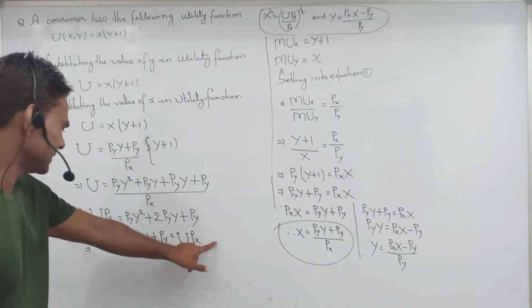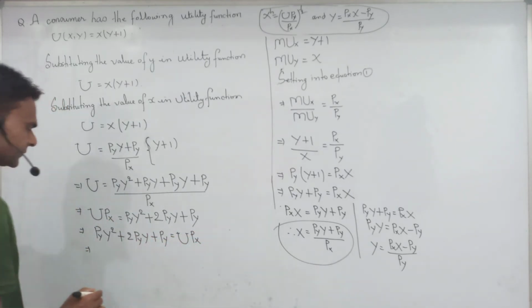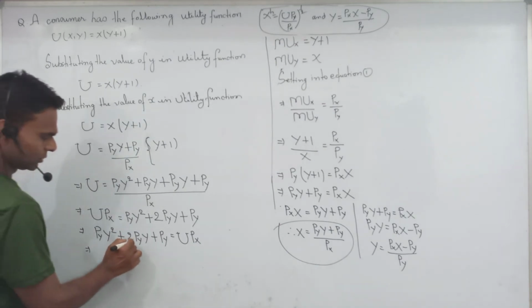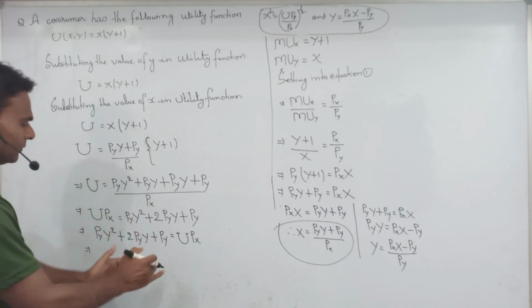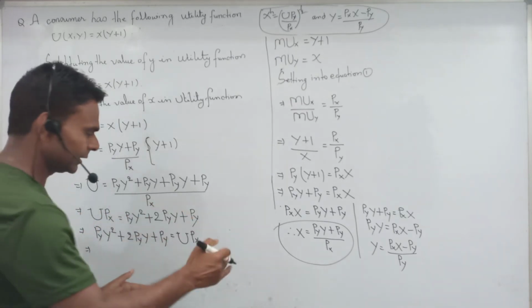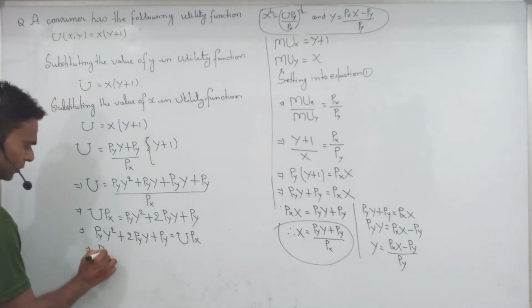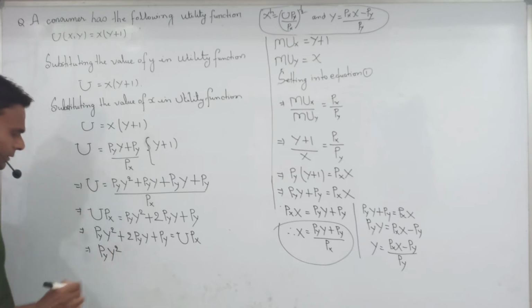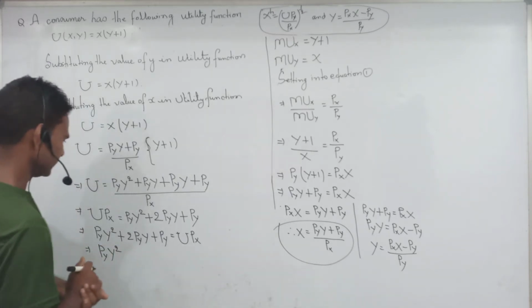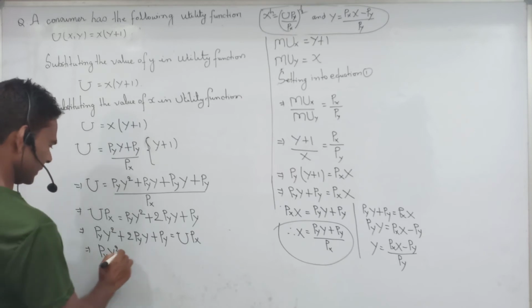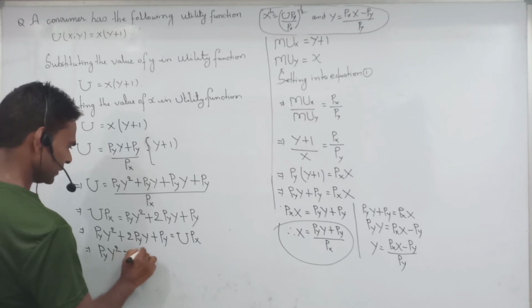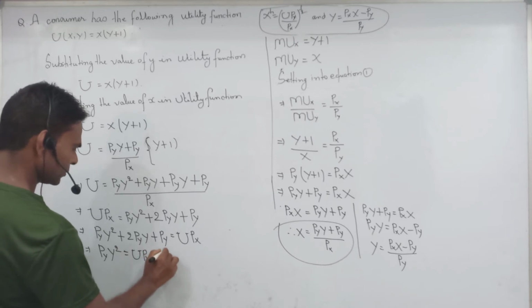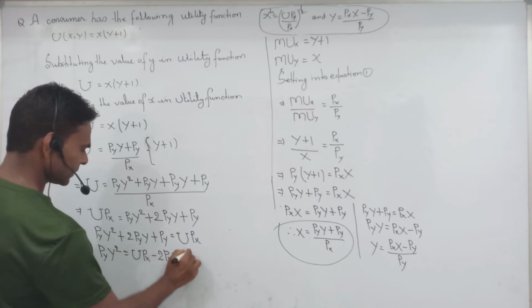Shifting price of y in RHS side. Shifting both terms, 2 times price of y times y plus price of y all become negative when it gets in RHS side. Price of y times y square equal to u times price of x minus 2 price of y times y minus price of y.